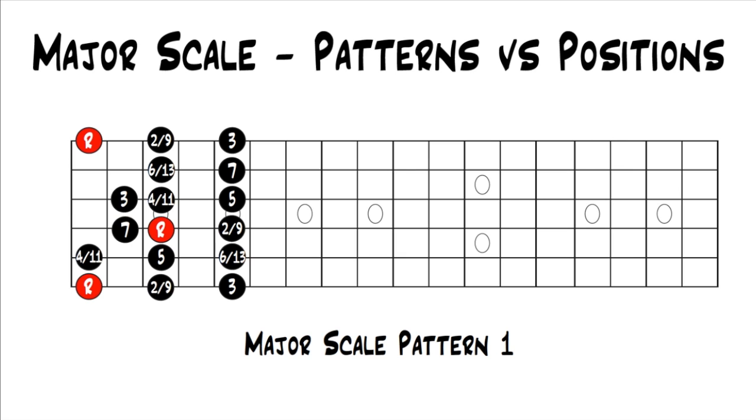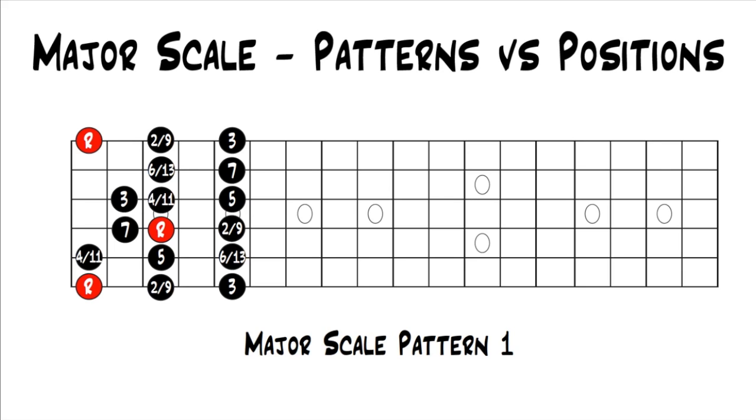So this is major scale pattern 1 because it starts on the root of the scale, and like I showed in the lesson where I talked about patterns, I showed you 7 patterns to break the major scale up into, and the first one started on the root, the second one started on the major second, the third one started on the major third, and so on.